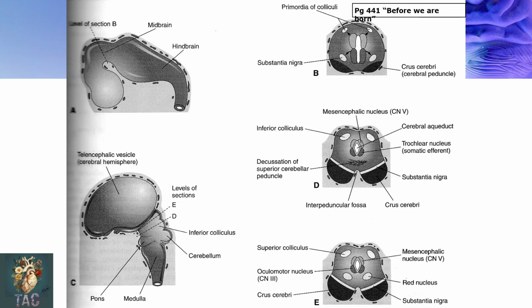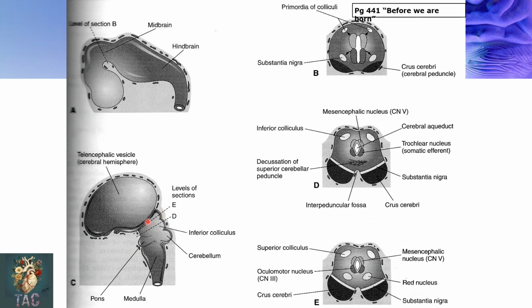So this is the diagram. Here you can see this is the prosencephalon, the mesencephalon, and the hindbrain or rhombencephalon, and section B is taken at this level. In this diagram you can see these are the primordia of the colliculi which are present over here. These are alar plates and basal plates. Substantia nigra is developing, and these are the crus cerebri. So these two sections are taken in the midbrain.